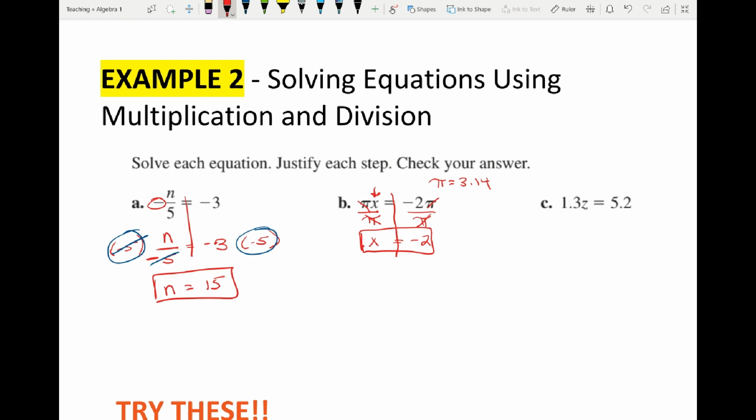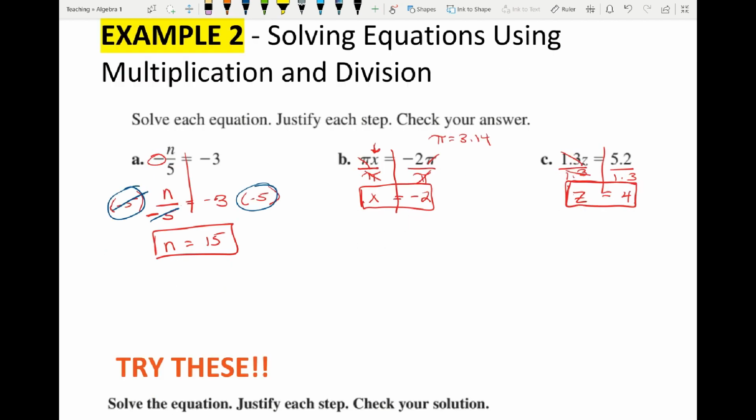And finally, the last one, once again, if a number and a variable are right next to each other, that is multiplication. So I can divide again on both sides of this. Once again, if I do it on the left side, I have to also do it to the right side. The 1.3 cancels out. I'm left with that. And 5.2 divided by 1.3 actually ends out nice. It ends out to be 4. Once again, you can do that in your calculator if you're not sure how to do that.